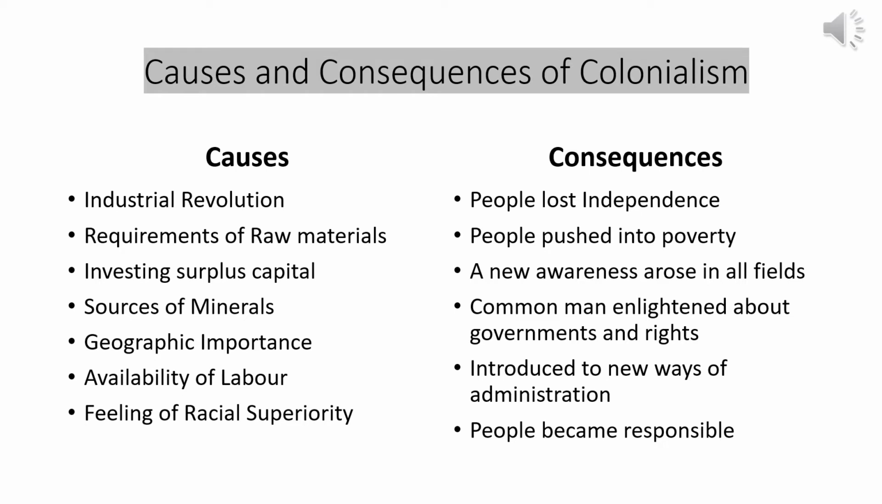Sources of minerals. The countries in Asia and Africa had rich sources of minerals like gold, diamonds, silver, and coal, etc. This attracted the European merchants to various regions of Asia and Africa. The next cause of colonialism was geographic importance. European nations had realized that the geographic location of some regions in Asia and Africa was advantageous for trade. Malta, Gibraltar, Aden, Singapore, Andaman and Nicobar were some such regions where the British established their hold.